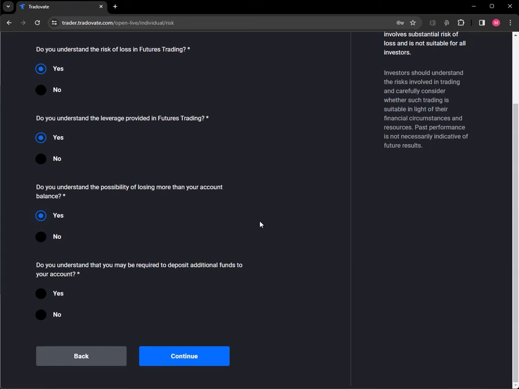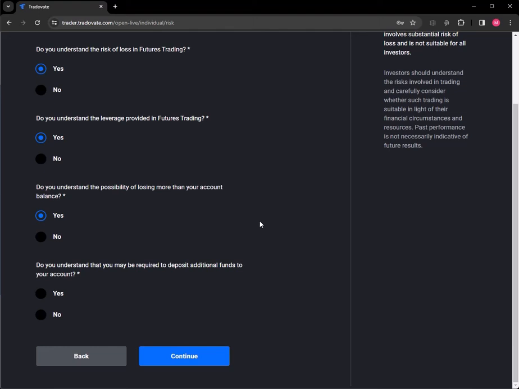So in a margin account, which is what you have as a futures trader using Tradovate or any other futures trading platform, you could potentially go down to $0 in your account while you're in a trade and go below zero, and effectively you would end up owing the brokerage, in this case Tradovate, money.